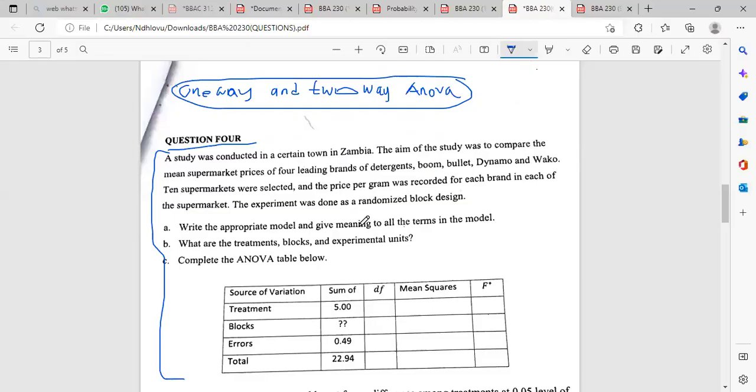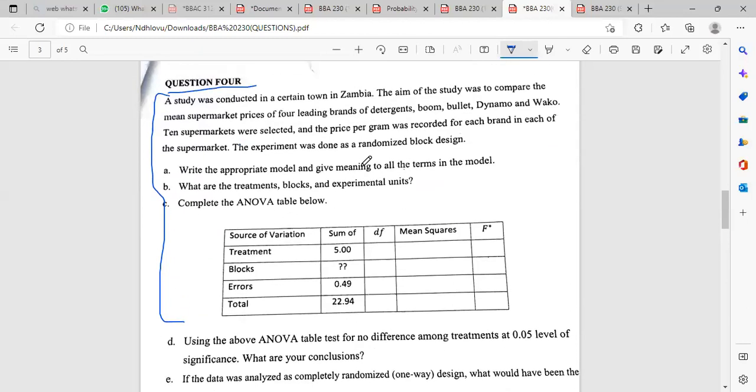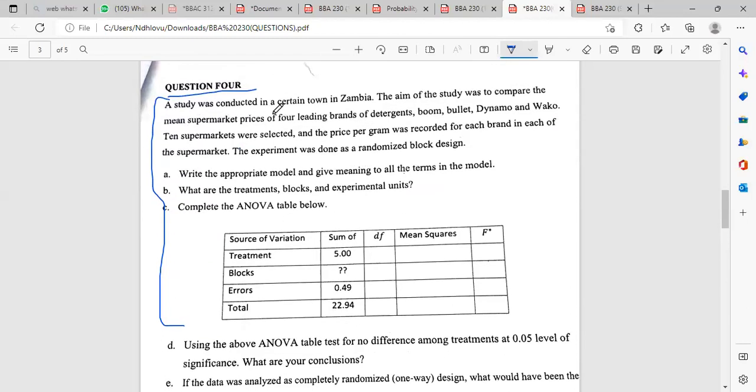All right, so now we are getting down to this example quickly. This is an ANOVA table, they're saying complete the ANOVA table, but before that, they're saying a study was conducted. A study was conducted in a certain town in Zambia. The aim of the study was to compare the mean supermarket prices of 4 leading brands of detergents. That's the Boom, Bullet, Dynam, and Waco.